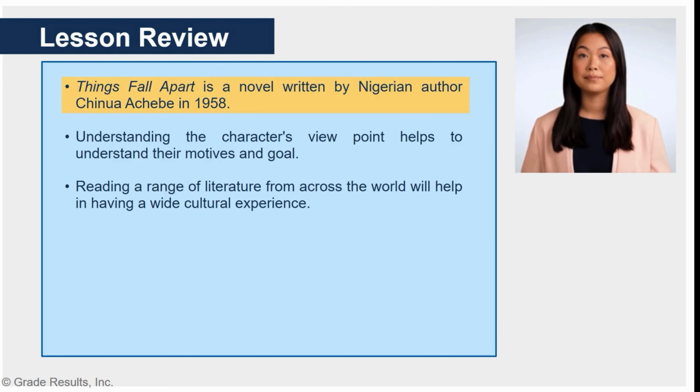Lesson review. Things Fall Apart is a novel written by Nigerian author Chinua Achebe in 1958. Understanding the character's viewpoint helps to understand their motives and goals. Reading a range of literature from across the world will help in having a wide cultural experience.